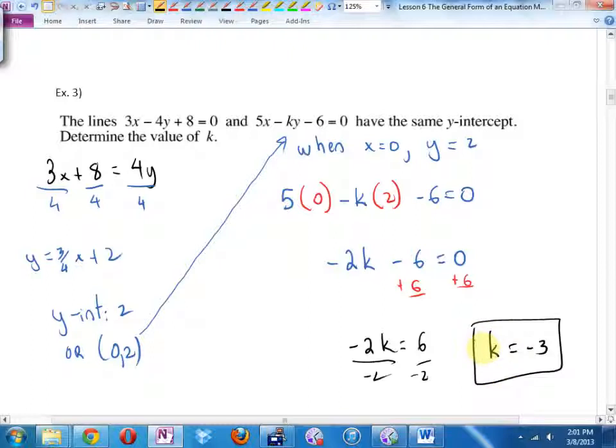Apparently, the number that I want in front of the y is a negative 3. In fact, in the original equation, it would be a minus 3. It would look like a plus 3 to me when I wrote it out.